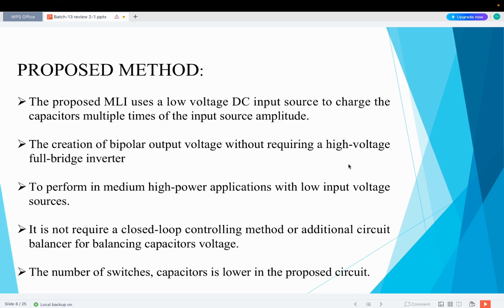Proposed method. The proposed multi-level inverter uses a low voltage DC input source to charge the capacitors to multiple times the input source amplitude. It creates a bipolar output voltage without requiring a high voltage full bridge inverter, performing in medium to high power applications with low input voltage sources. It does not require a closed loop controlling method or additional circuit balancer for balancing capacitor voltage. The number of switches and capacitors is lower in the proposed circuit.